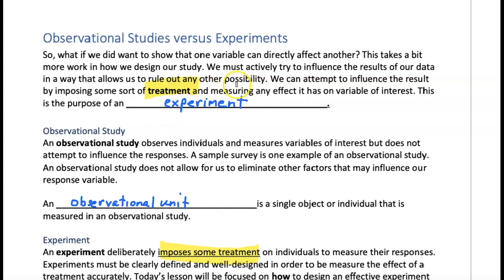There's some random assignment to groups. We control for these groups. We really try to make sure that we have similar groups that we can compare. And that's the purpose of an experiment, right? We impose some treatment and then measure the effect of these treatments.